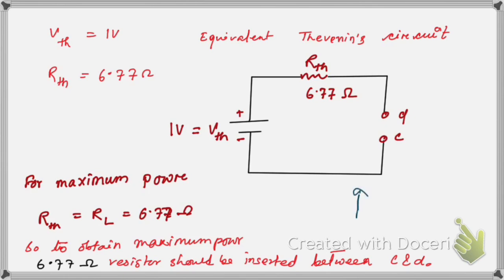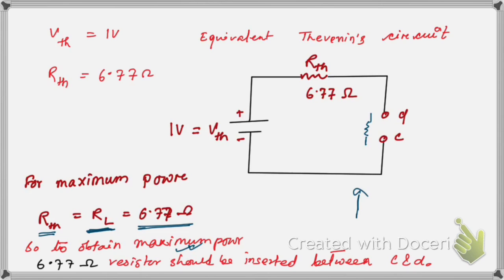Now one more question is asked. What resistance should be inserted between these two terminals to obtain maximum power? The load resistance RL must be equal to RTH to obtain the maximum power.